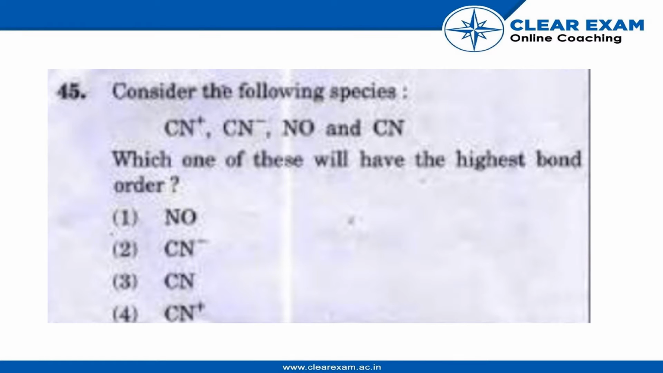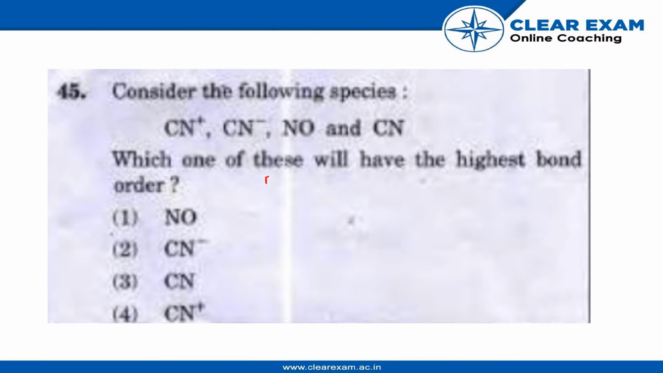Question is, consider the following species: CN+, CN-, NO and CN. Which one of these will have the highest bond order? So first we need to calculate the bond order for all of these.